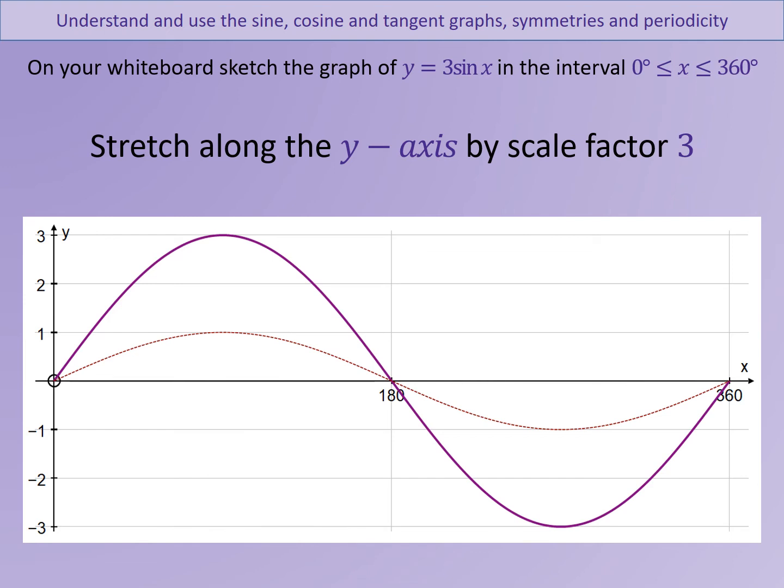Now, in terms of a sketch, what key features would you need to show? Well, clearly the curve would need to be shown. You would need to show that the curve goes up to 3 and down to -3, and then I would expect again those key features of 0, 90, 180, 270 and 360 to be shown on your sketch, even though some of those values aren't shown on this one.